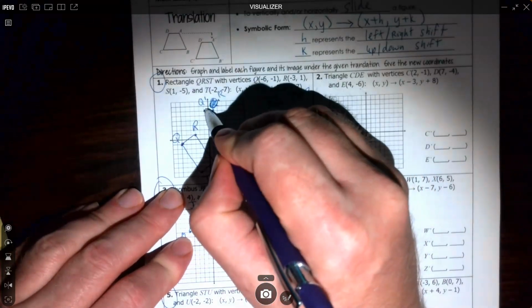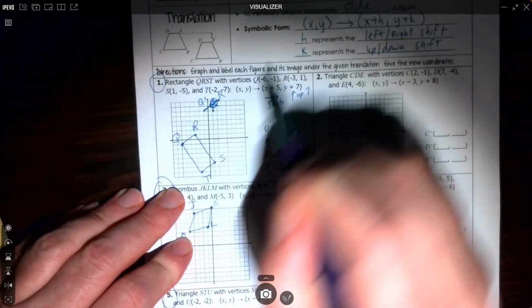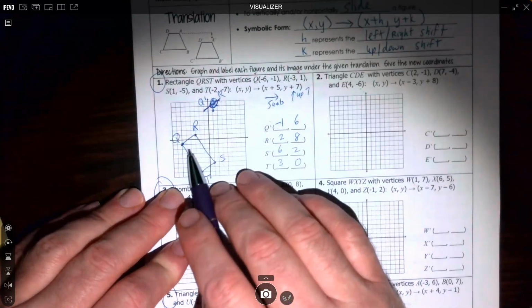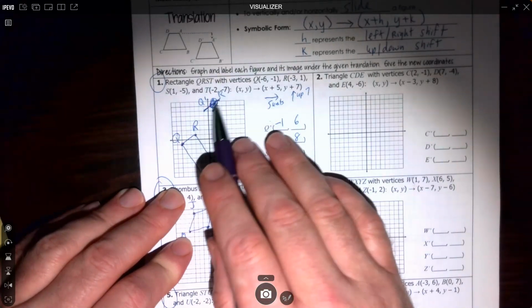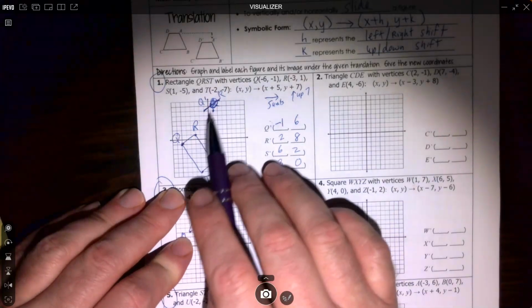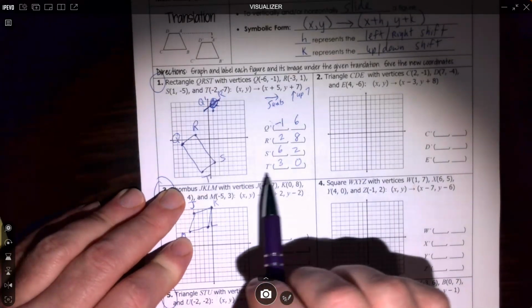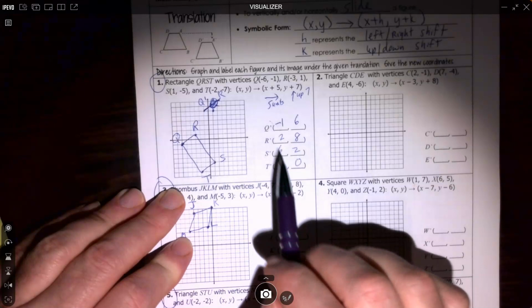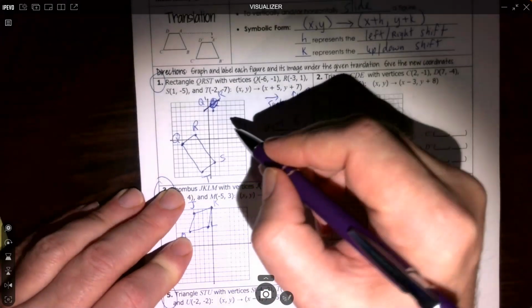See, these two, again, since we're sliding, the distances between Q and R and Q prime and R prime need to be the same. That's how I know if I've made a mistake. That's how you'll know when you go to plot them if you've got your numbers correct as well. All right, so let's check it out.